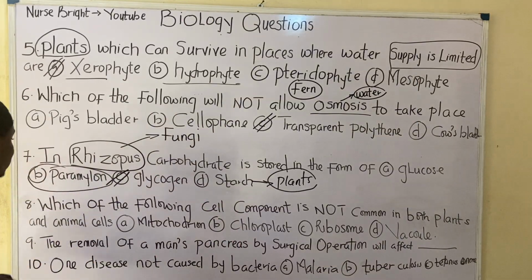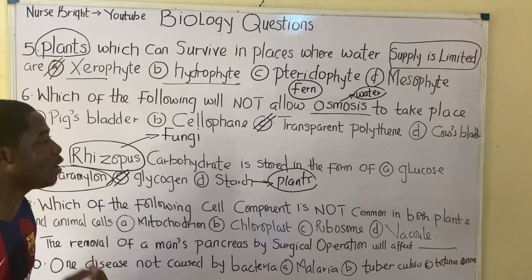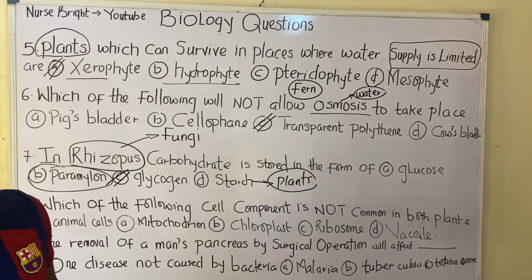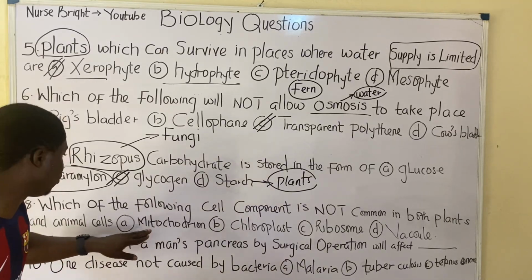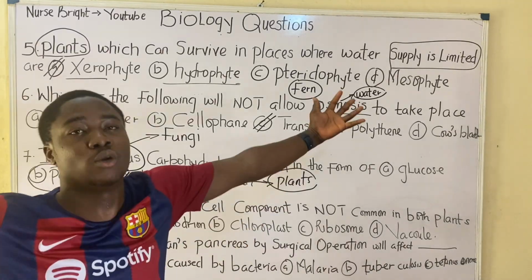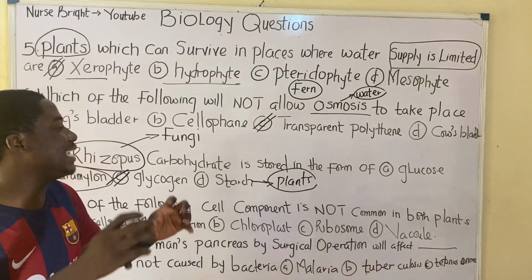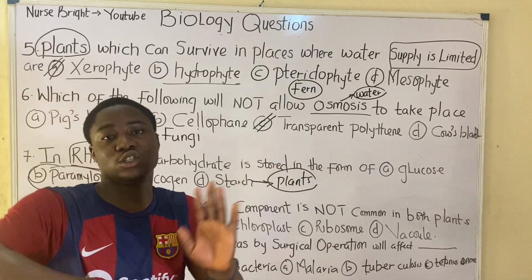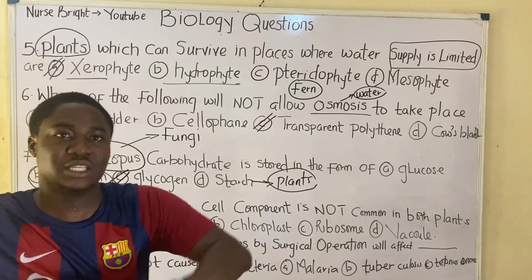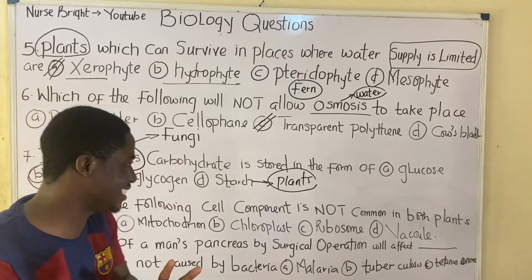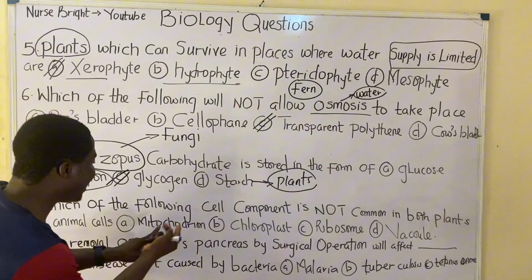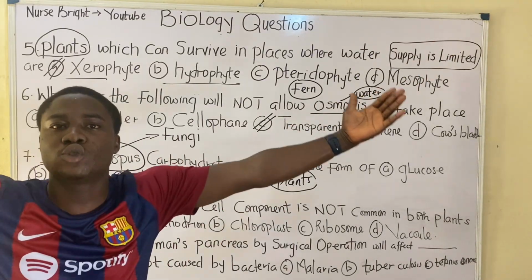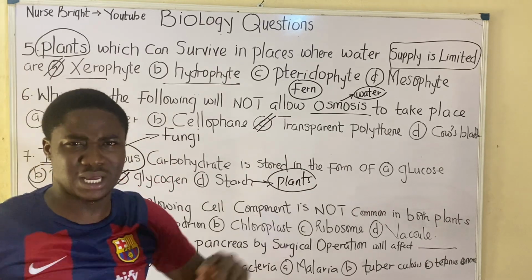Moving further, let's get into question number 8, and it says, which of the following cell components is not common to both plant and animal cells? Now, actually, option A, which is mitochondria, is seen in both plant and animal cells. This one they're asking me now, it's not common to both plant and animal cell, meaning that it is found in plant, it is not found in animal, or it is found in animal, it is not found in plant. That's what they're actually asking us. Like option A now, mitochondria, is found in both of them. It is common to both. They're asking which one is not common to both.